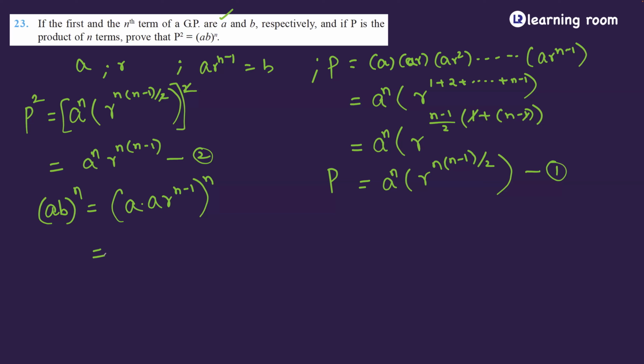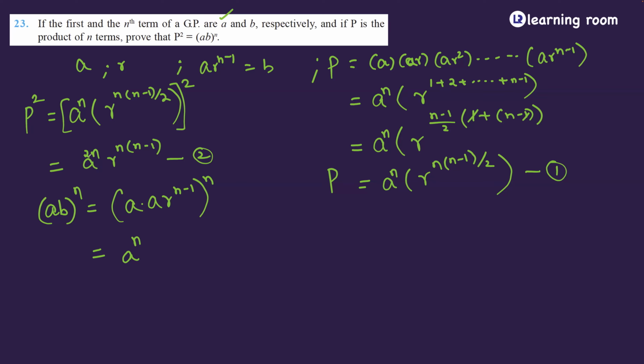Right. So what will happen here? It will be a power n, right? But 1 minute, there is a change here. So this 2 is there, no? So when you put it as square, actually this 2 will get multiplied with both the terms. So it will be a power 2n into r raised to the power of n into n minus 1. So am I clear with this term?